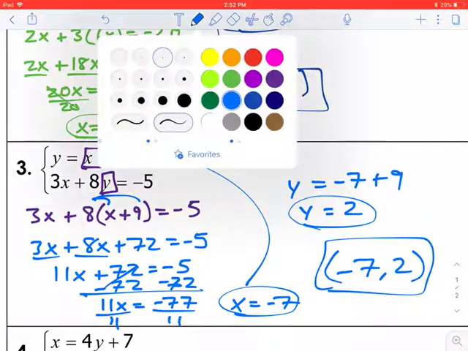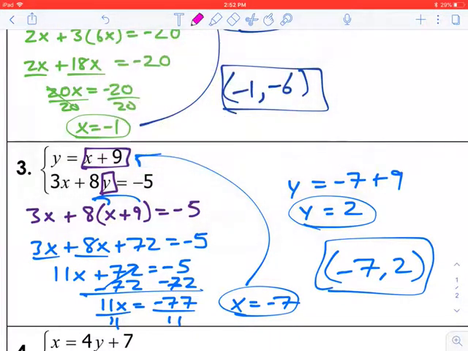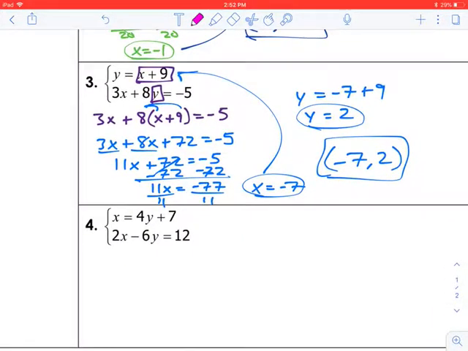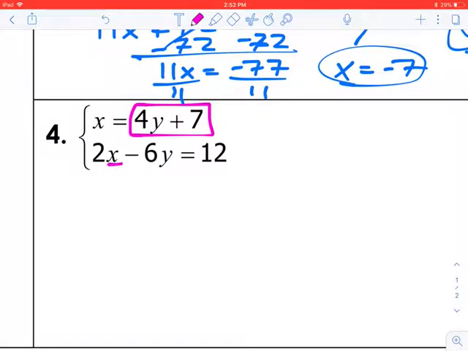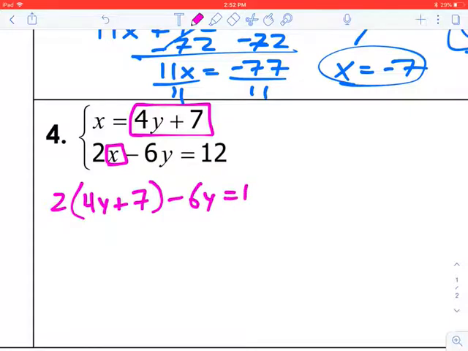Okay. So our last one, I've got x by itself this time. So this time I'm going to replace the x value. So instead of 2x, it's going to be 2 parentheses, 4y plus 7, minus 6y equals 12. So notice everything else in the equation stays the same. So now I distribute. I get 8y plus 2 times 7 is 14. Again, everything else stays the same.